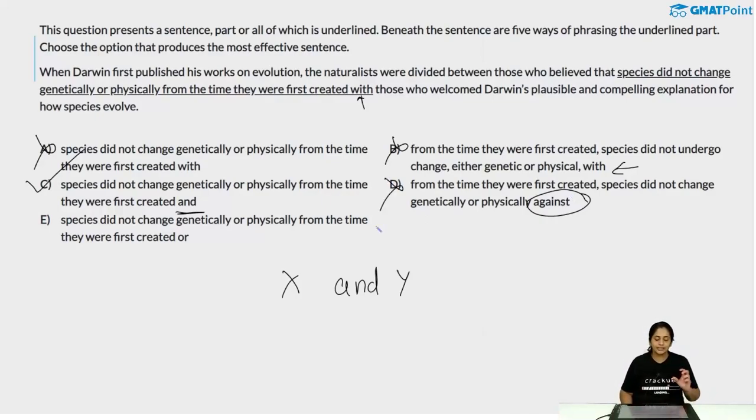Species did not change genetically or physically from time they were created. Or, again, when you split a group into two parts which have opposing beliefs, it is not A or B. It's not that they were graduates or postgraduates, or physicists and biologists, where there could be a possible overlap. There were people who were critical of him and there were people who welcomed him. There can be no overlap between these two groups. So or cannot be the conjunction used. The only conjunction that is valid is and, and that is in option C. So the correct answer is option C.